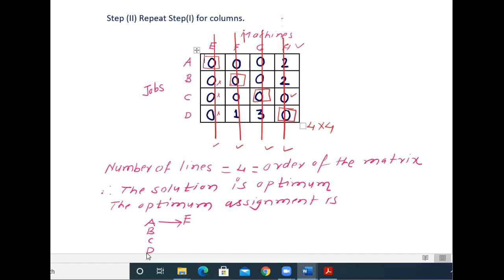Similarly, this is an assignment in the second row, second column. That means job B is assigned to the machine F, C is assigned to G, because there is an assignment in this cell, third row, third column, and D job is assigned to machine H. So this is called optimum assignment.